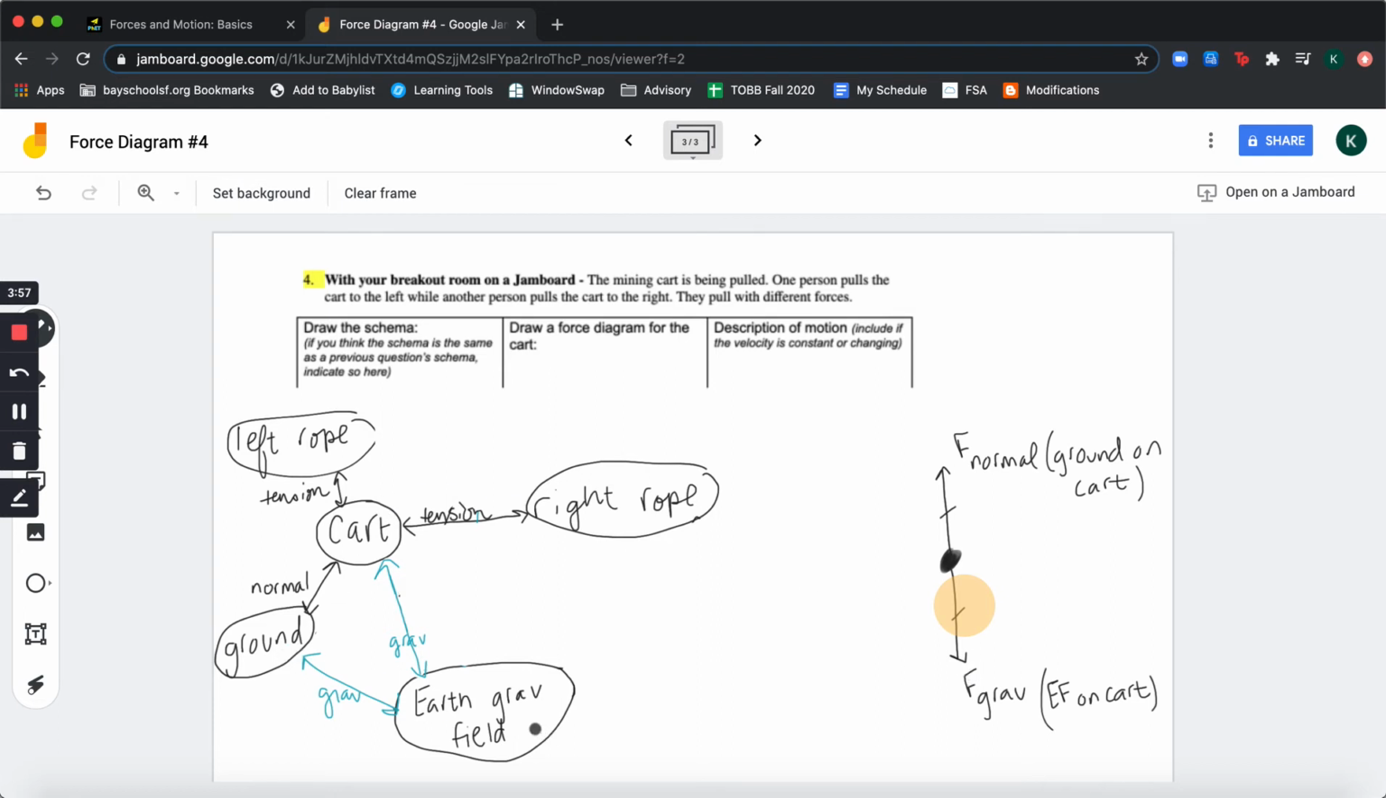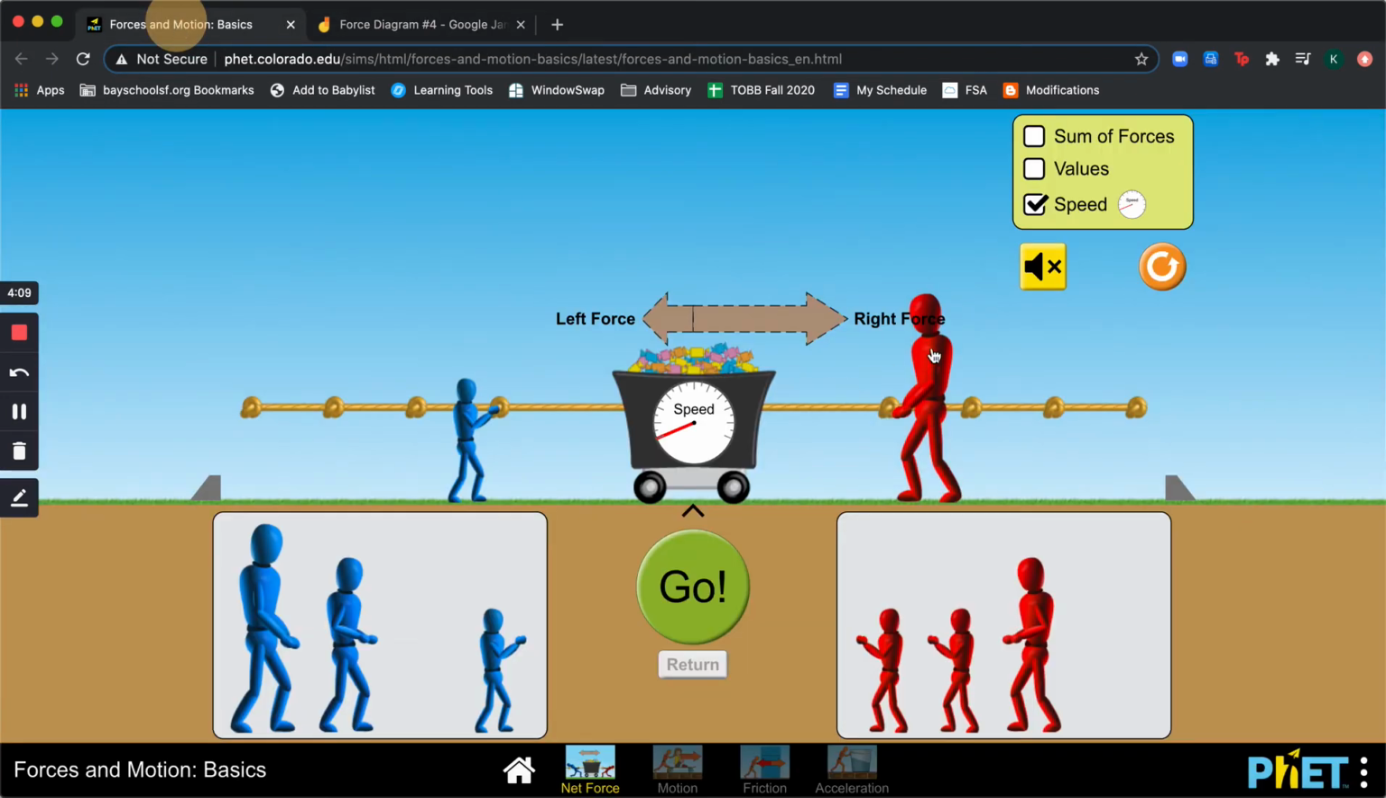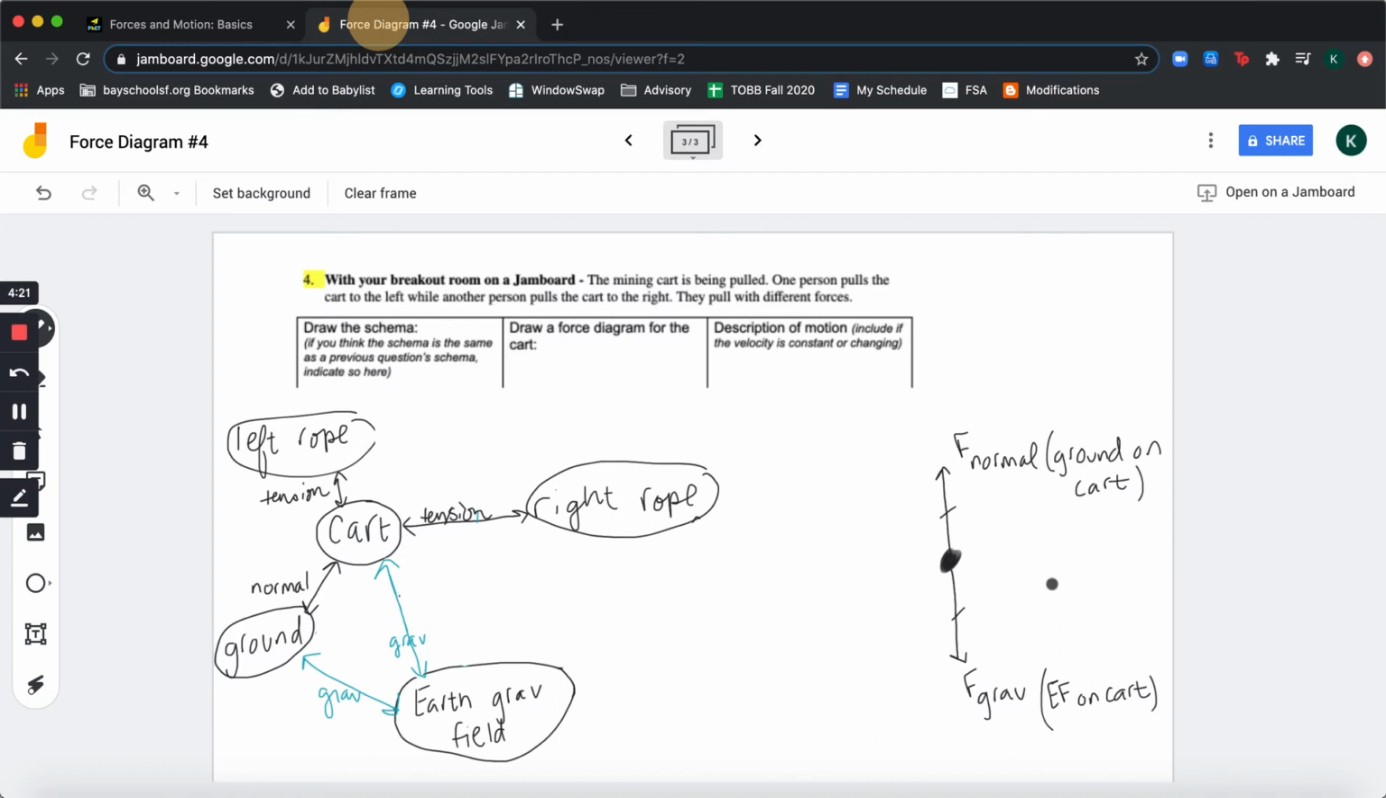So we have the ground and Earth's gravitational field accounted for, and we have the cart, the force of tension for the right rope and the force of tension for the left rope. If we look, we know that the right rope is going to have a greater force since I put the bigger person on the right. You could have put the bigger person on the left, in which case your left rope would have the larger force. Since the right rope has a larger force, I'm going to draw an arrow going in the right direction.